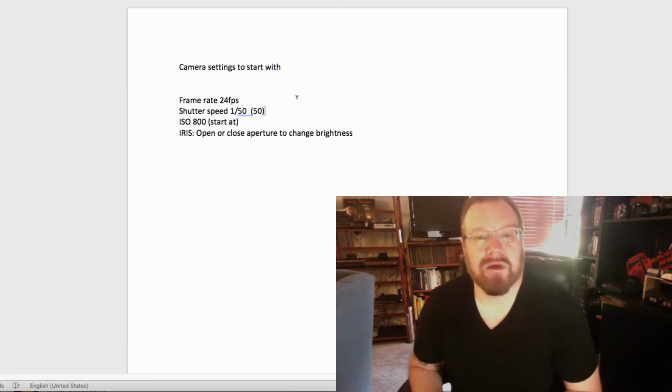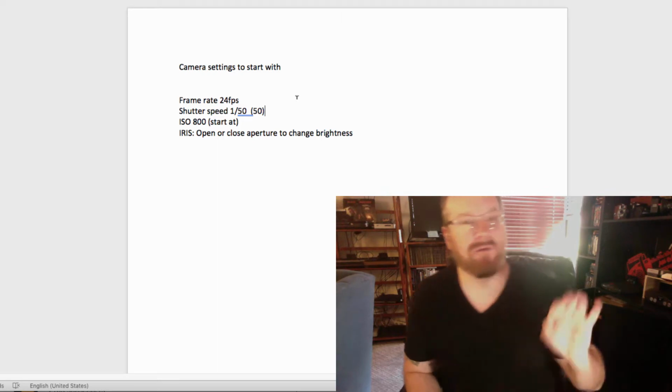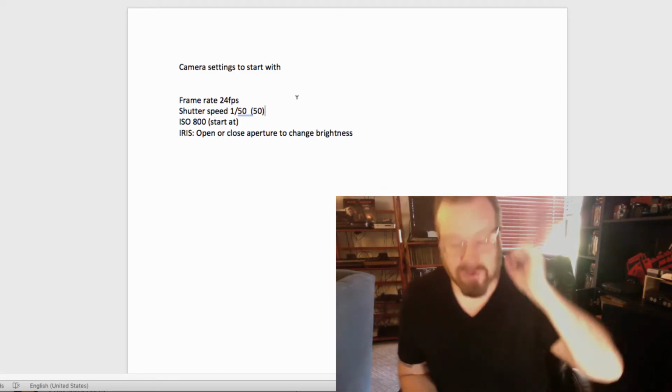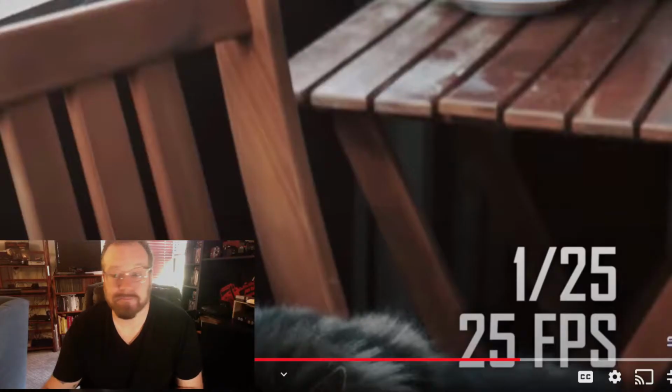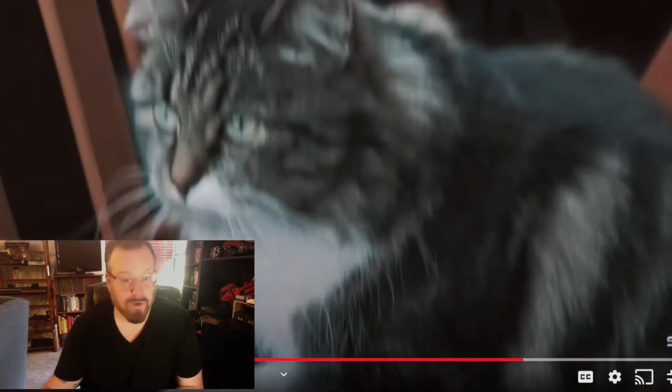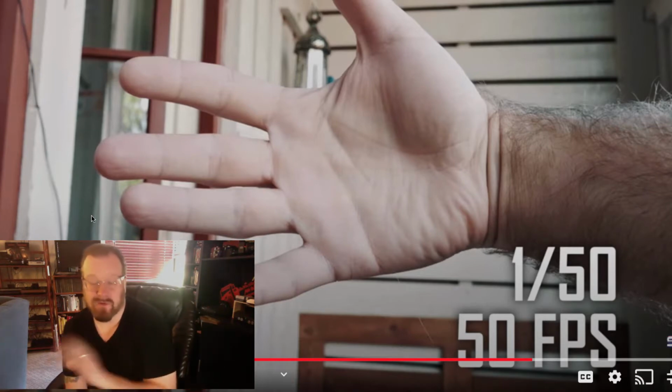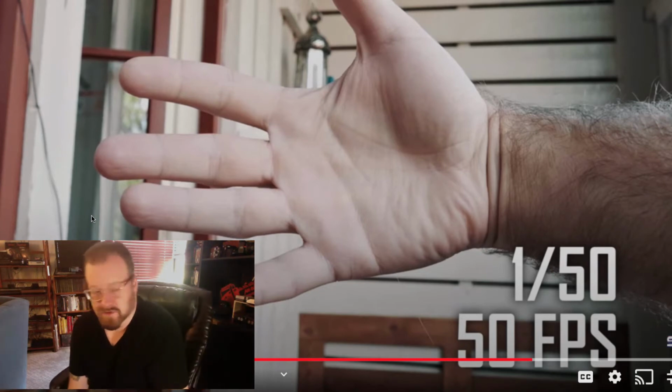Shutter speed is how long the individual frame is actually exposed for. These numbers, 1/25th, 1/50th. In general, if you're shooting at 24 frames per second, your shutter speed wants to be about double that. So 1/50th, right? Really it would be 1/48th, but 1/50th is pretty much what people are going to put on their camera if they're shooting at 24 frames a second.